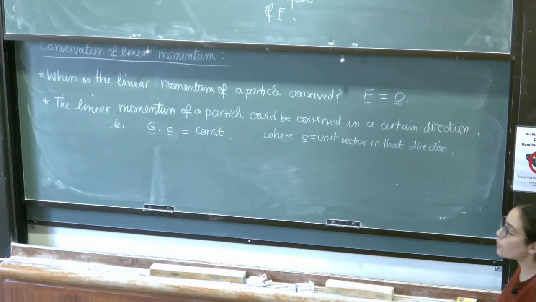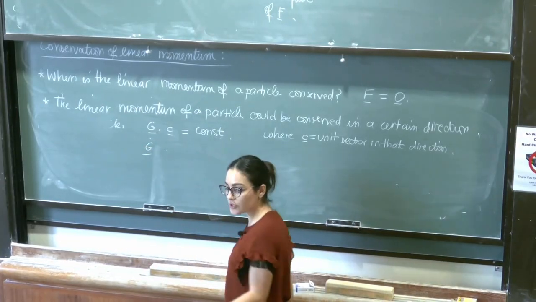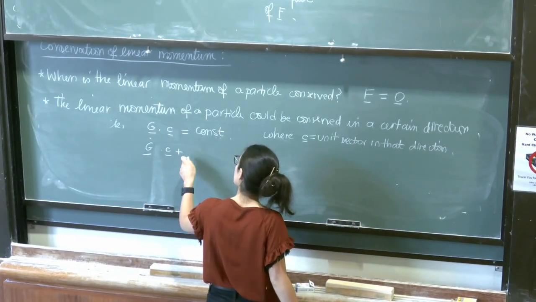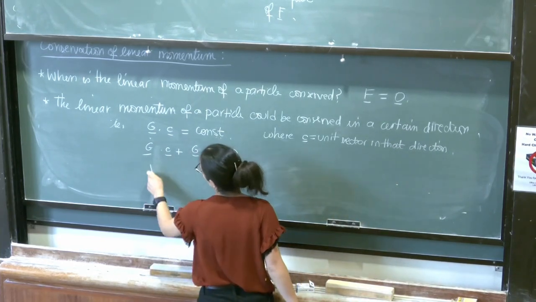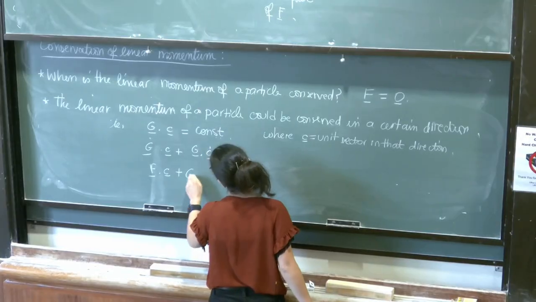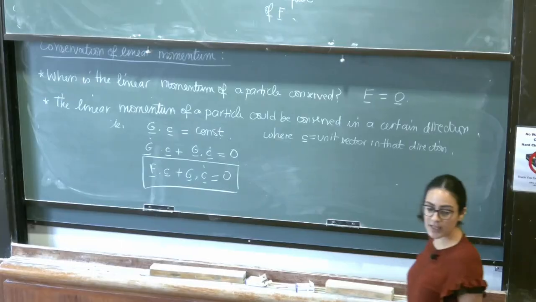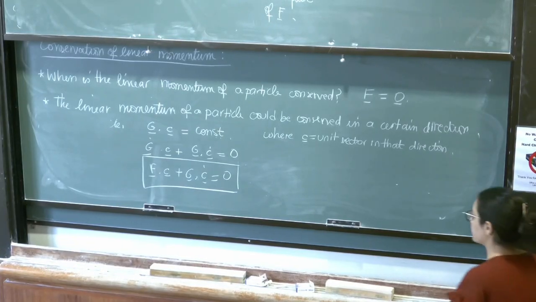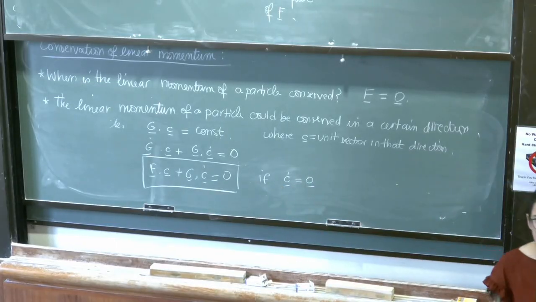So when is that the case? I'll take the derivative. The derivative of G dot C should be 0 if G dot C is conserved. So that's the derivative of G dot C should be 0. This is saying that F dot C plus G dot C dot equals 0. If this equation is satisfied, then the linear momentum of a particle along C is conserved. Now if C is a fixed direction, what does C dot equals 0 mean?